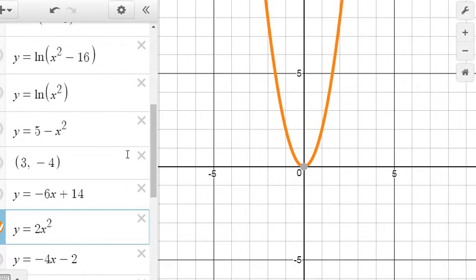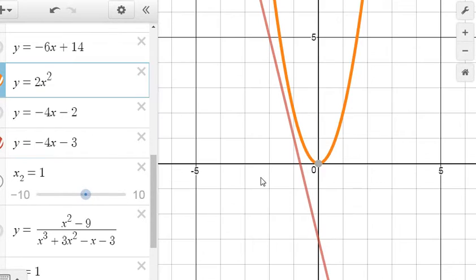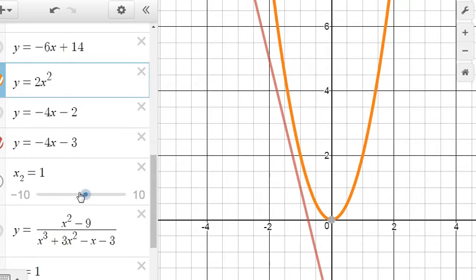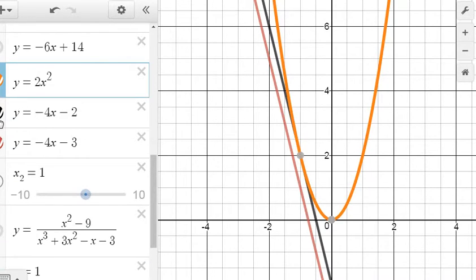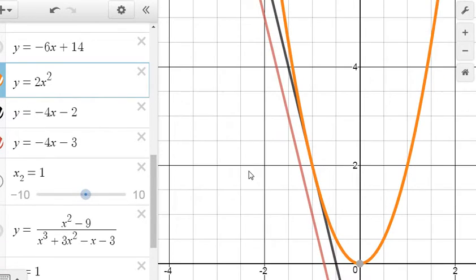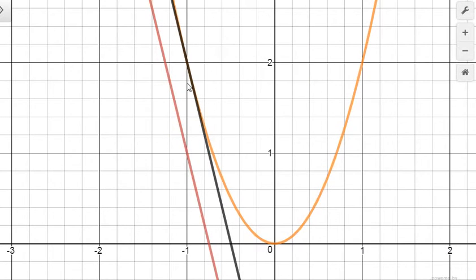So here's my function, y equals 2x squared. Here's the graph of the line that they gave us. So let's zoom in a little bit. I wanted a line that was tangent to my function and parallel to this one. So I think we did it. There we go. So the black line is tangent to the function and it's parallel to the given line.